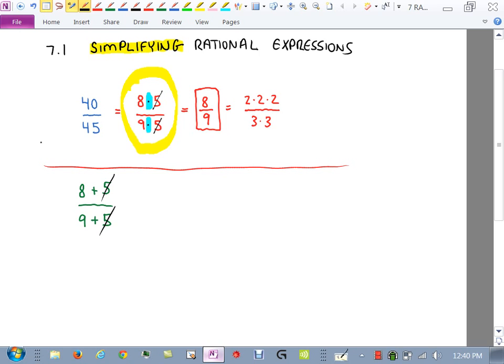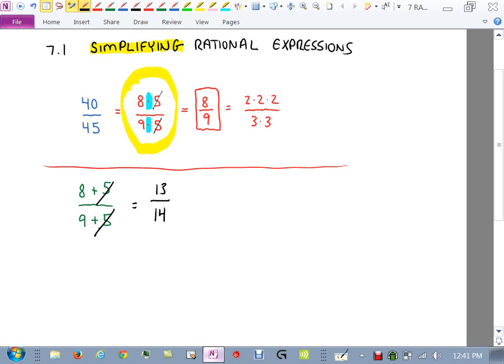Cannot do that. Think about it. What is 8 plus 5? Let's say I didn't cancel that. What's 8 plus 5? 13. 13 divided by 9 plus 5? 14. The answer to this is 13 over 14. If you cancel the 5s, then you're going to think the answer is what? 8 over 9, which it's not. So you cannot cancel things when there's addition or subtraction between them. You can only cancel when there is multiplication.